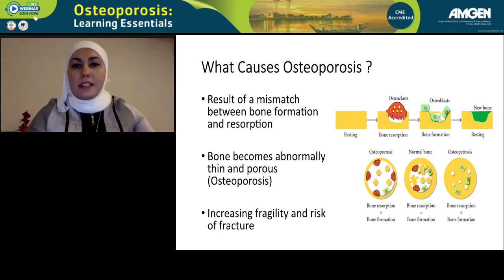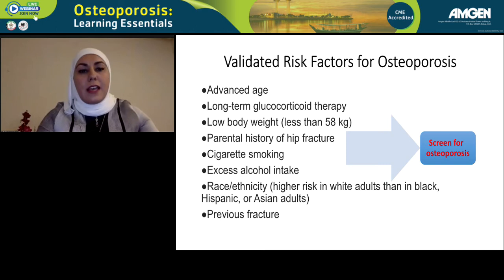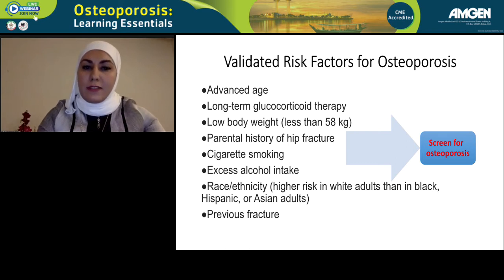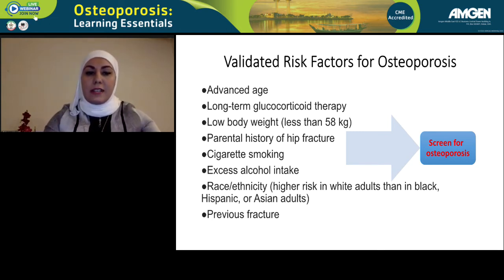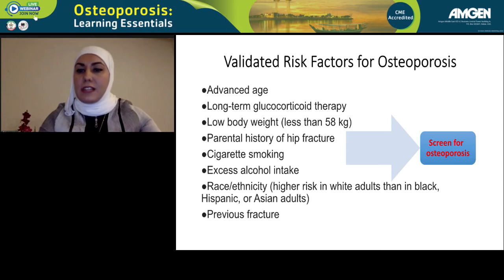So what are the risk factors for osteoporosis? We have advanced age, long-term glucocorticoid therapy, low body weight, less than 58 kg, parental history of hip fracture, which is very important, cigarette smoking, excess alcohol intake, race and ethnicity, with higher risk in white adults, and a history of previous fracture. In all these cases, these risk factors warrant screening for osteoporosis.